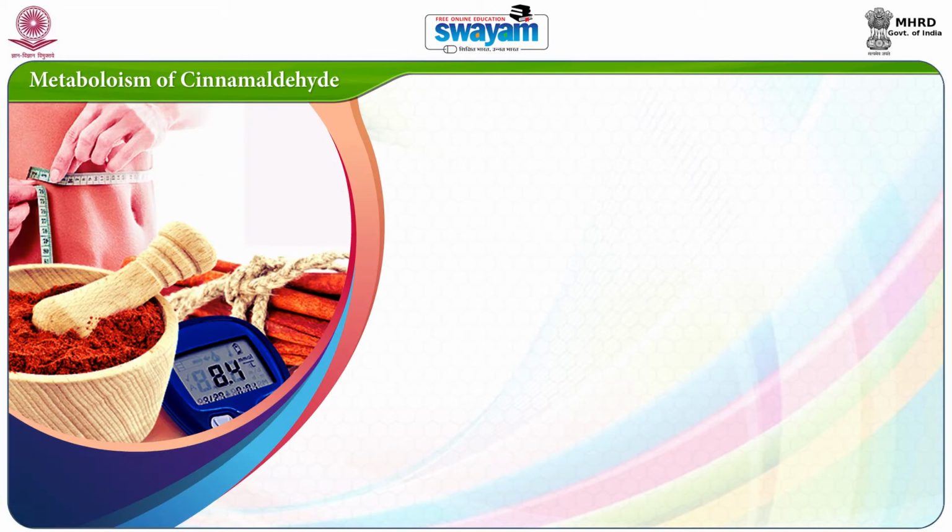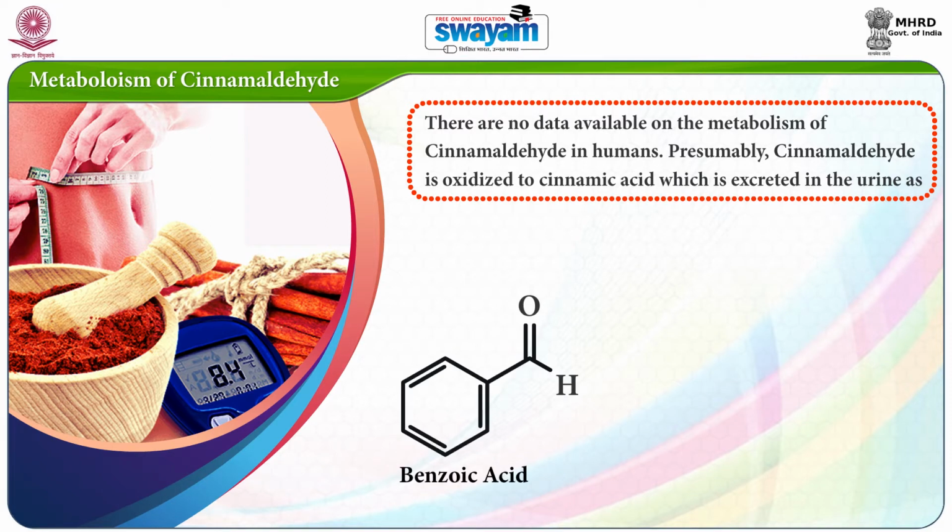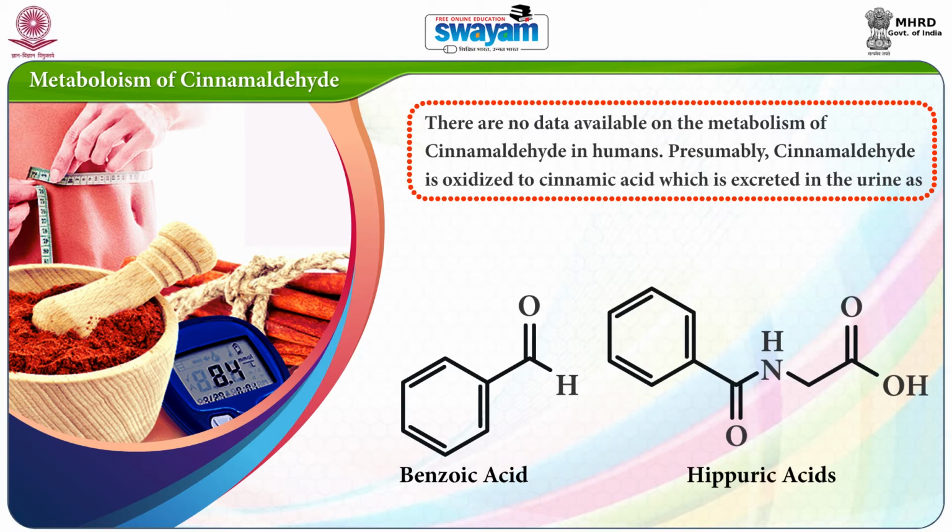The metabolism of cinnamaldehyde. There are no data available on the metabolism of cinnamaldehyde in humans. Presumably, cinnamaldehyde is oxidized to cinnamic acid, which is excreted in urine as benzoic acid and hippuric acid.